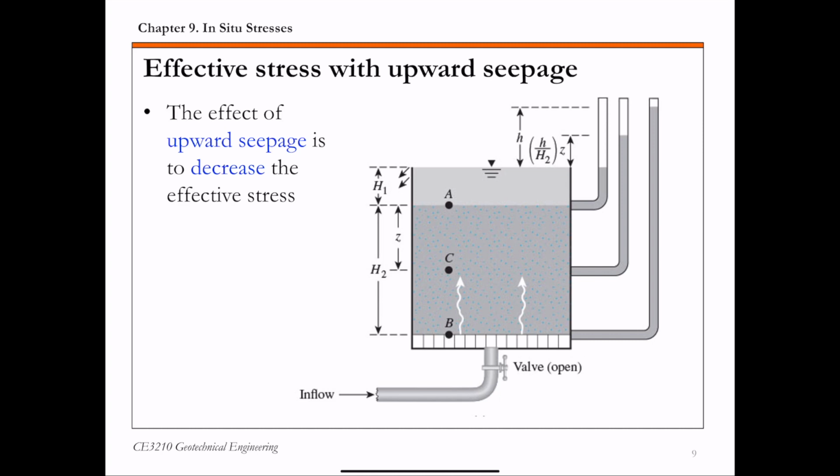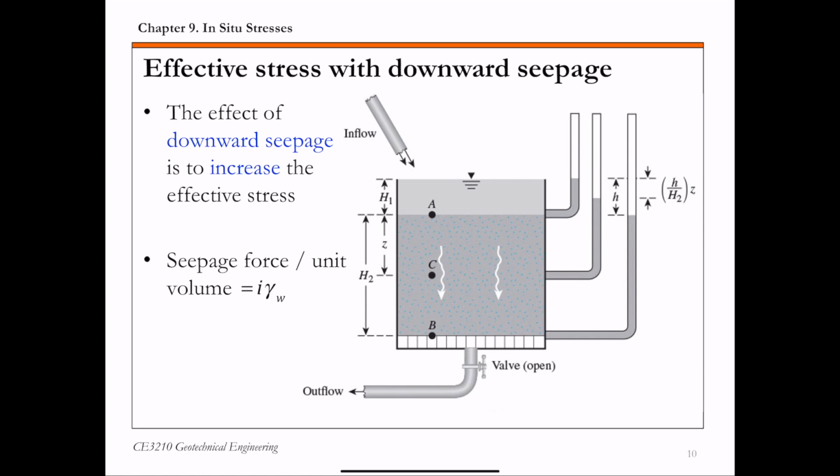Shown on this slide is a case of upward seepage. Water is seeping through the soil in the upward direction. So that's your soil sample. For this case, if you look at any point, say point C in the soil sample, the effective stress at point C actually decreases due to that upward seepage.